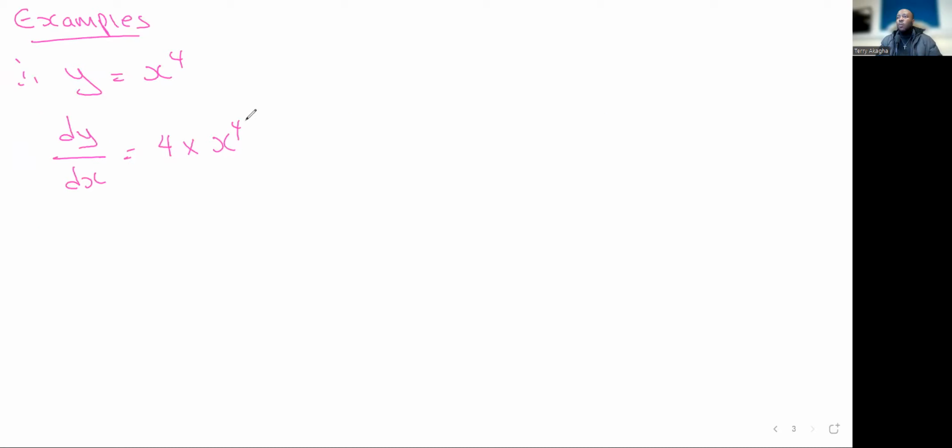Then you subtract 1 from the power, which is this. Are you seeing it? Then what? Simplify. So it's going to give us 4 multiplied by x raised to power 4 minus 1, which is 3. And this gives us 4x raised to power 3.